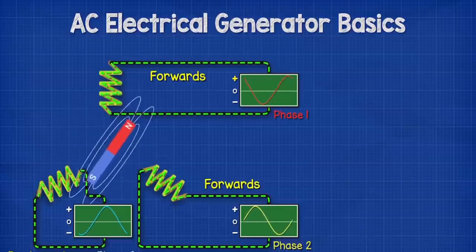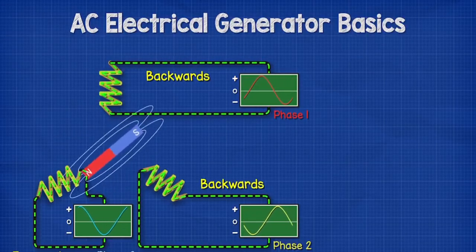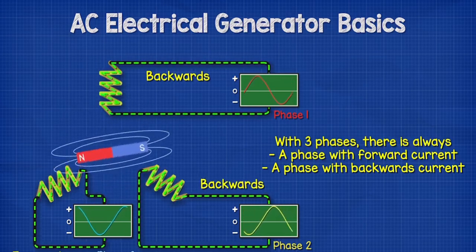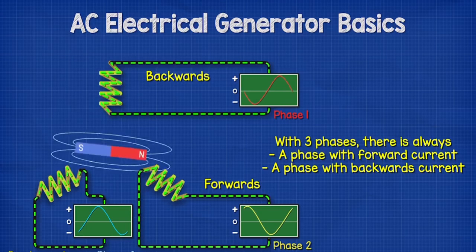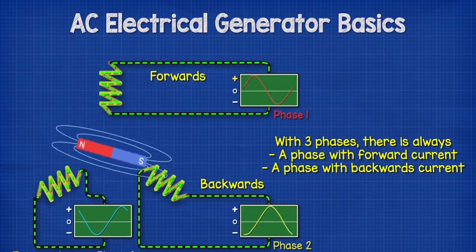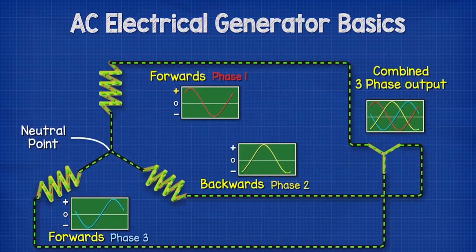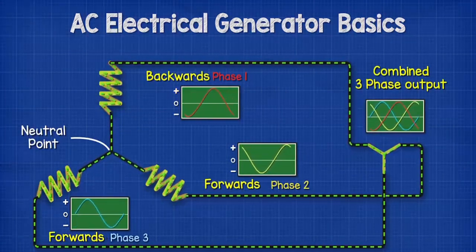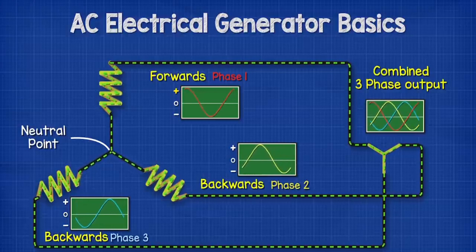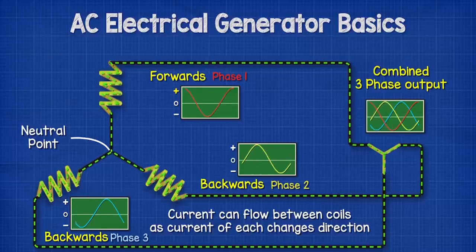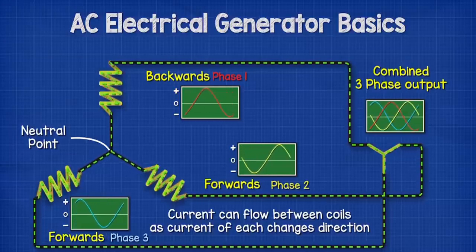But with 3 phases, we always have a phase which is flowing forwards and we always have a phase which is flowing backwards, which means we can utilize this to provide more power. Instead of having 3 separate coils and 6 wires, as the phases are always switching between forwards and backwards, we can connect the ends of the coils together. The current will then flow freely between each coil as it changes direction.